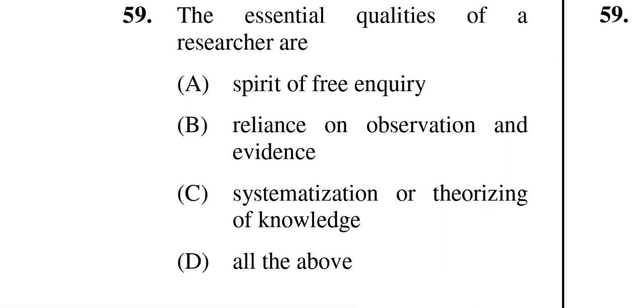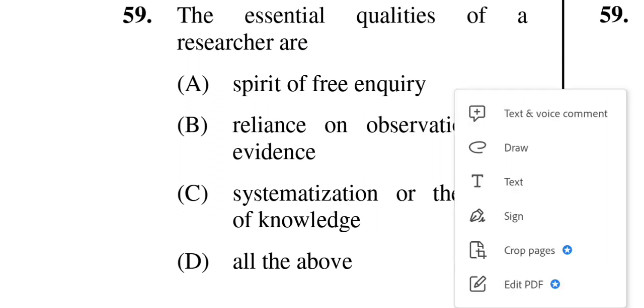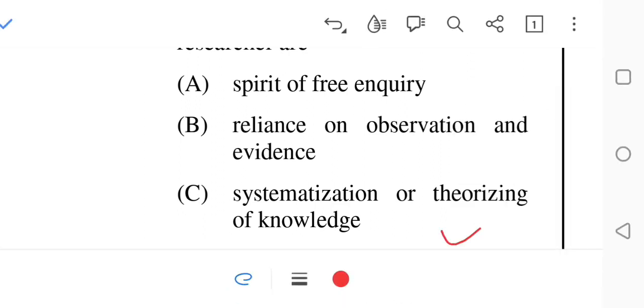59. The essential qualities of a researcher are what? Spirit of free inquiry, reliance on observation and evidence, systematization or theorizing of knowledge, all the above. 59, the correct answer is all are correct, means the D will be correct. All of the above. Spirit of free inquiry, it is also relevant. Reliance on observation and evidence, it is also significant. Systematization or theorizing of knowledge, it is also needed.